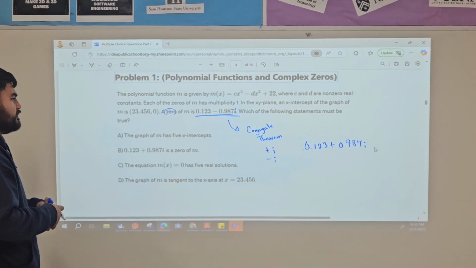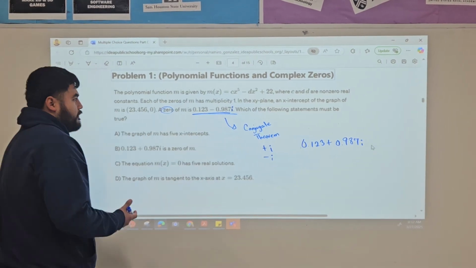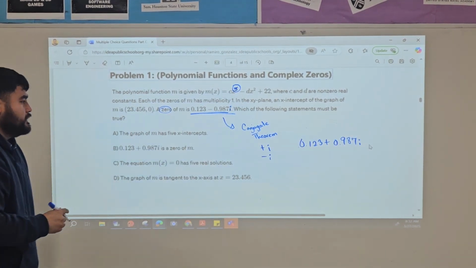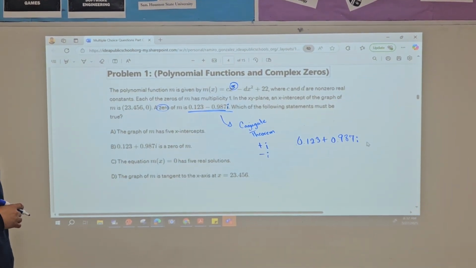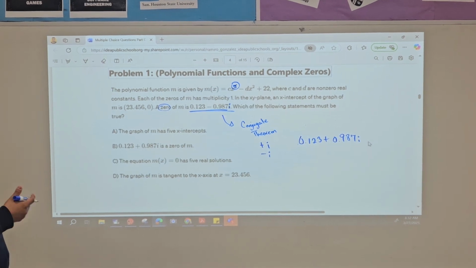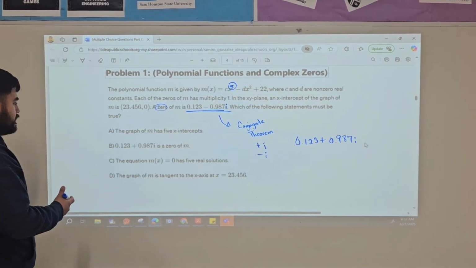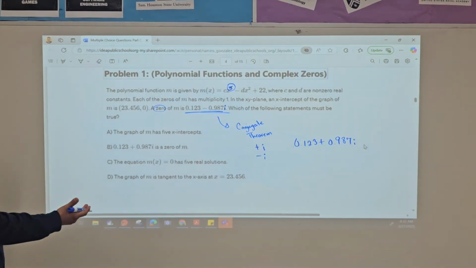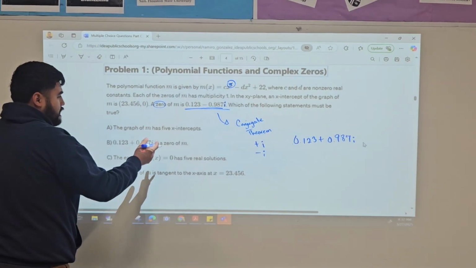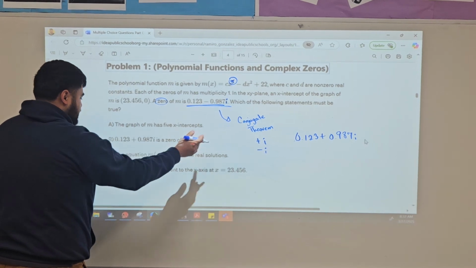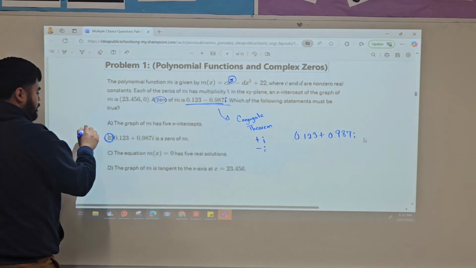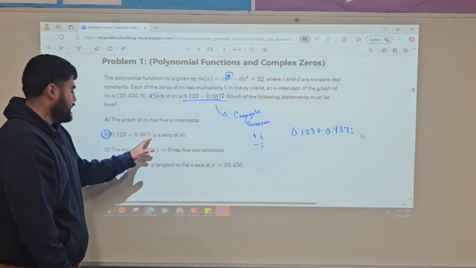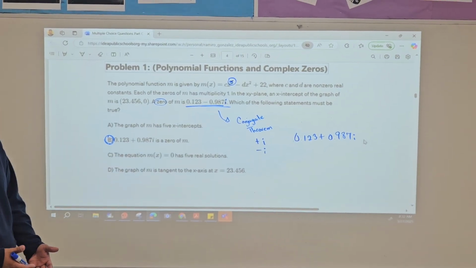So the question is, which of the following statements must be true? Overall, the degree of 5 tells me there's 5 zeros, right? So 2 of them are imaginary, they're non-real, and 3 of them are real. So which of these statements makes the most sense based on the given information? Well, right off the bat, I know the conjugate theorem tells me that I should have another imaginary, so I'm assuming it's B, right? 0.123 plus 0.987i is a zero of M.